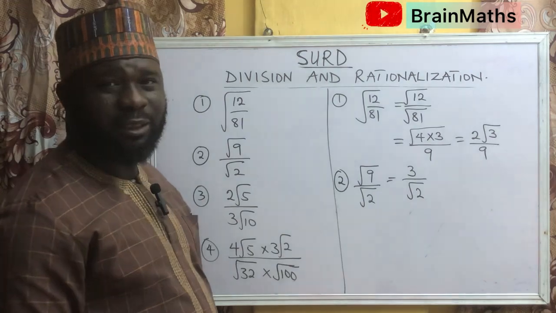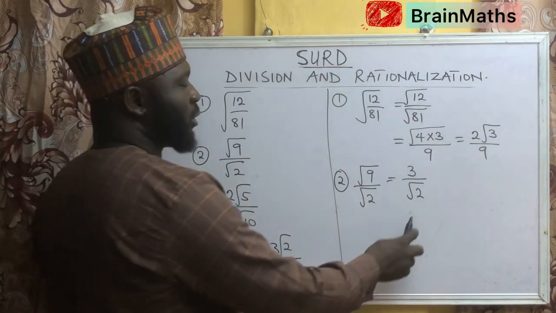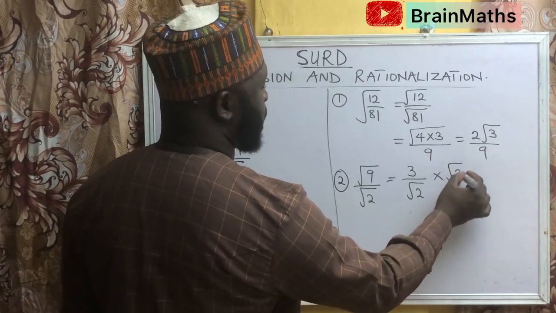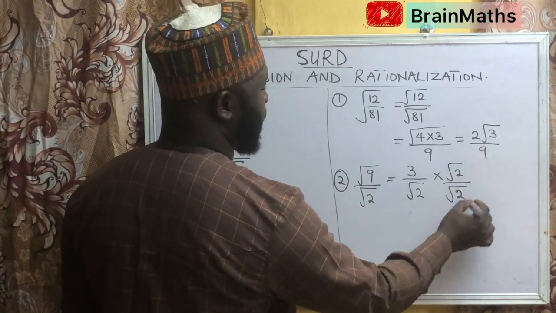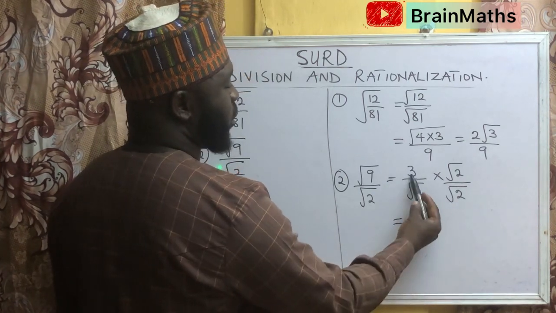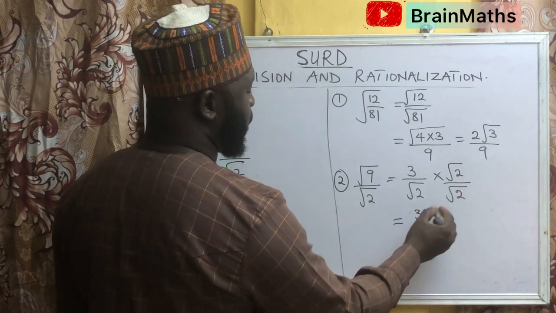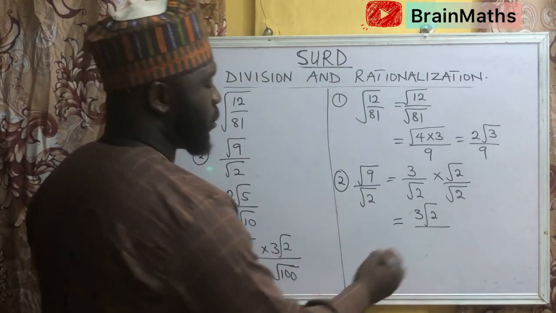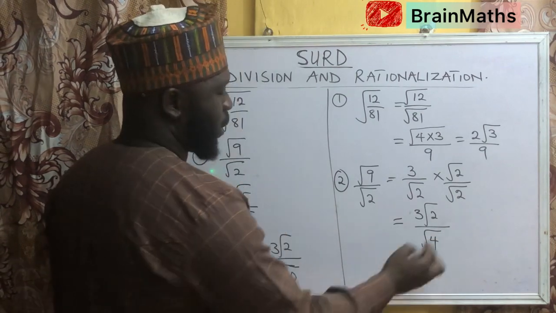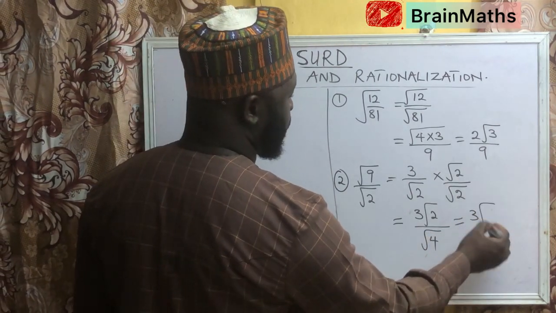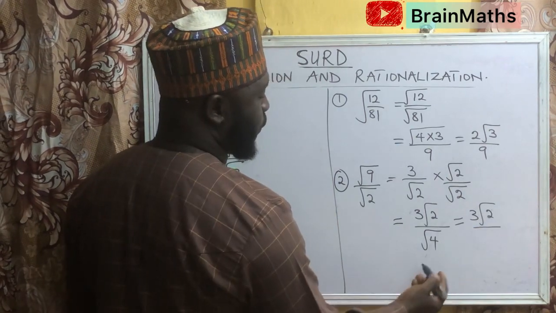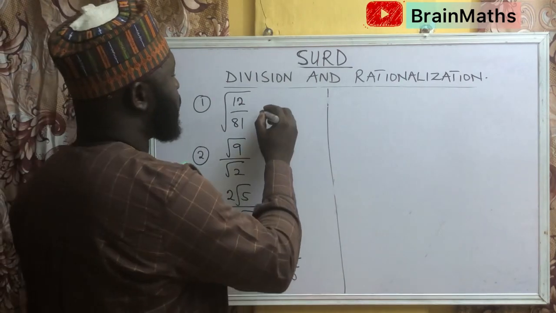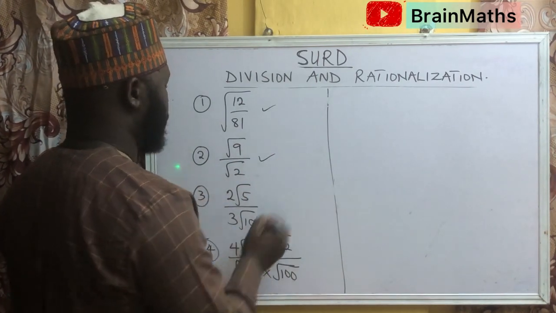Then we rationalize, like we mentioned earlier. And rationalizing means we are going to use this root 2 to multiply both the numerator and the denominator. So this is going to give us 3 times root 2, that is 3 root 2, and root 2 times root 2 will give us root 4. Then we have 3 root 2 over square root of 4 is 2. We have answered question 1 and question 2.